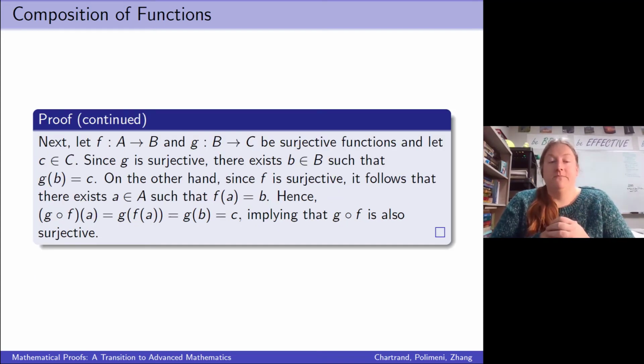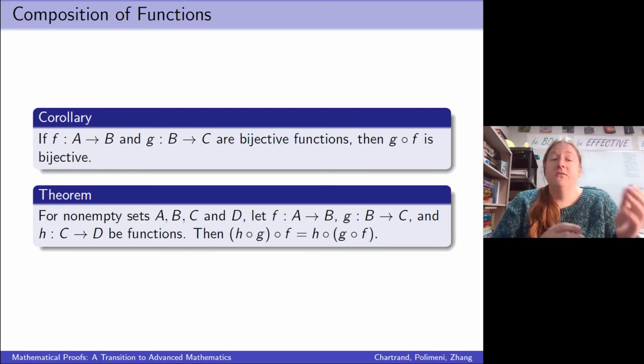Now let's take a look at the surjective option. So we've got f and g are surjective functions. F is from A to B, g is from B to C. And we're going to take some element c in C. Now, since g is surjective, there exists an element b in B such that g of b equals c. On the other hand, f is surjective, so for the element b in the set B, there's an element a in the set A such that f of a equals b. So g of f of a is going to equal g of b, which equals c. So g of f is also surjective.